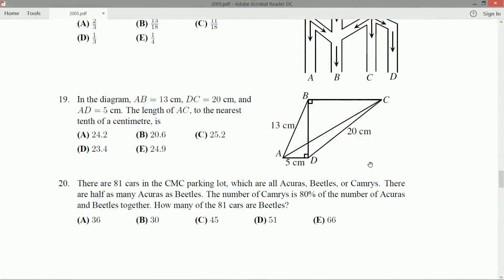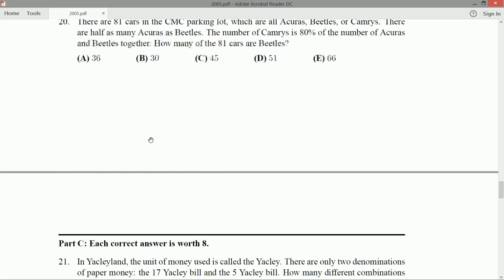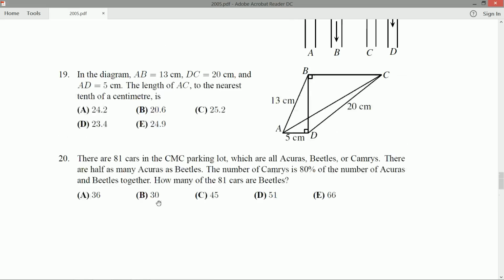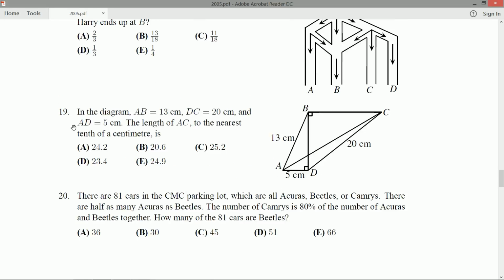We're going to continue our look. We're almost done part B. We're getting close to it. We got question 19 and then we'll have question 20 to go, and then we'll be on to the hard questions in part C. But let's focus on what we've got to do now, and that's question 19.